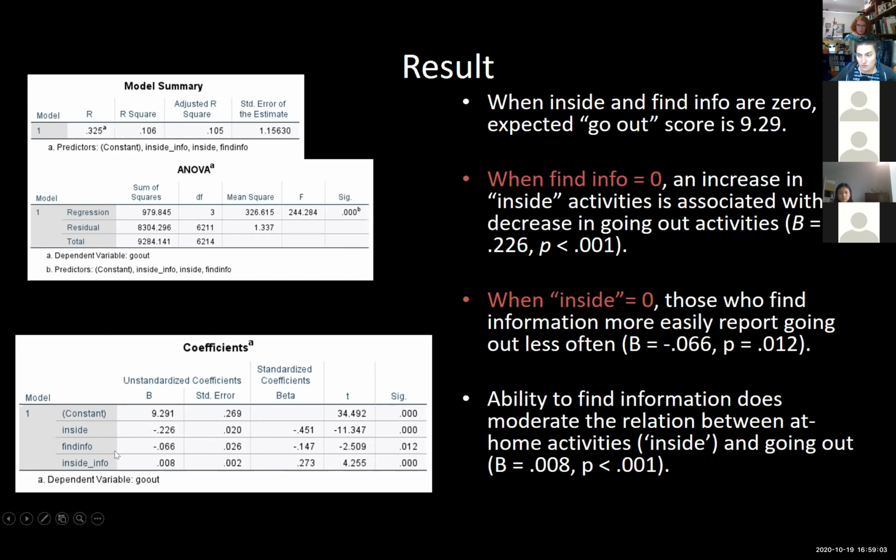Because this, even though it's really small, it's significantly different from 0. So we're seeing a significant moderation of this effect. And because we have a significant moderation, it means that our lines are not going to be parallel.